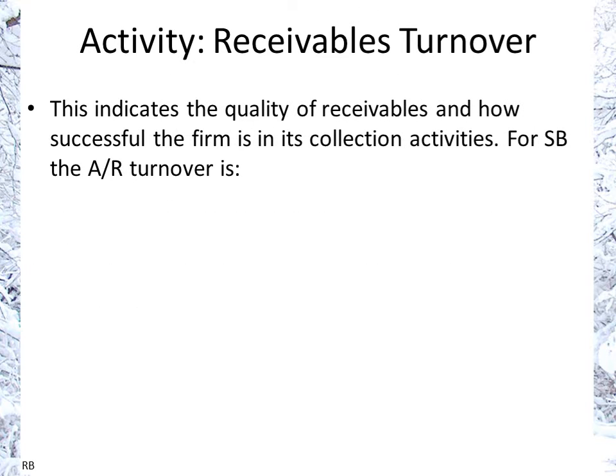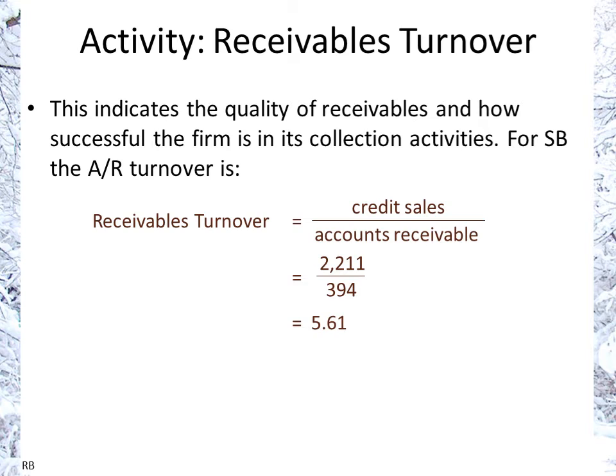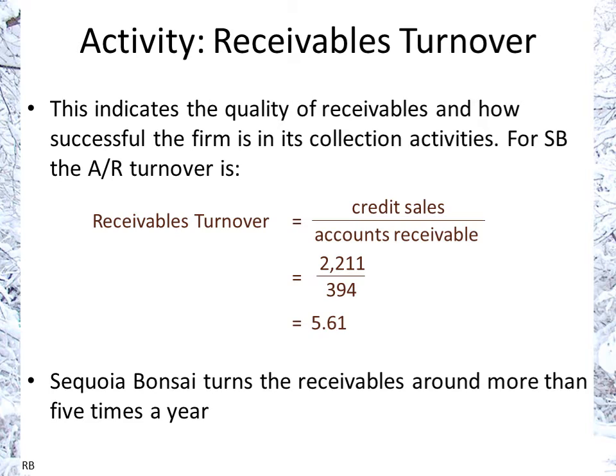Now we're moving on to activity ratios, also called efficiency ratios. So we have receivables turnover. This indicates the quality of receivables and how successful the firm is in collecting them. For Sequoia Bonsai, the turnover is calculated as credit sales over accounts receivable. That gives us 5.61. So it turns over the receivables more than 5 times a year.